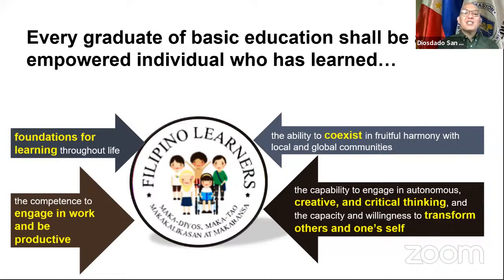Of course, we expect our learners to also possess the ability to coexist in fruitful harmony with local and global communities. After graduating from the K-12 program, at approximately 18 or 19 years old, we expect the youngsters to know how to harmoniously live and survive in this world with others. And finally, the capacity to engage in autonomous, creative, and critical thinking, and the capacity and willingness to transform others and oneself. So these are the things that we hope graduates will have.